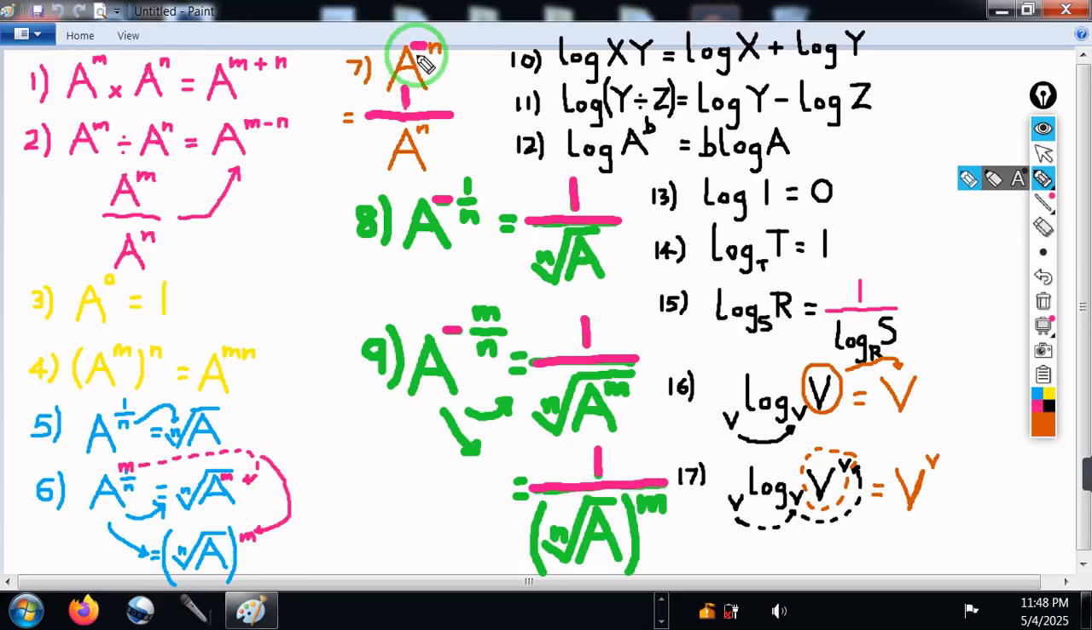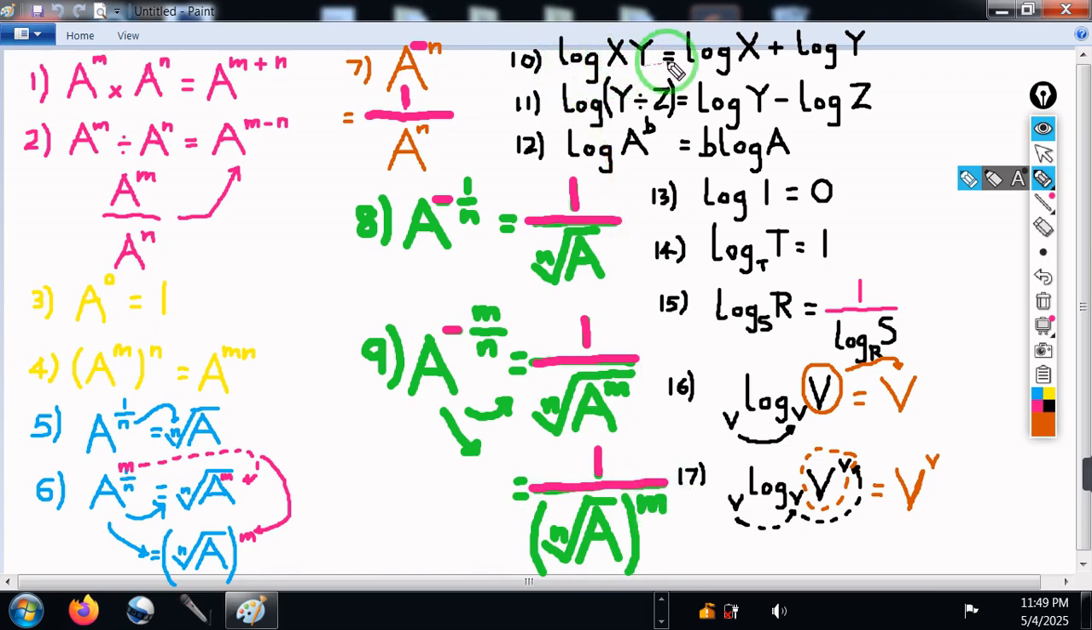A to the power of minus n is equal to 1 over a to the power of n. A to the power of negative 1 over n is equal to 1 over nth root of a. A to the power of negative m over n is equal to 1 over nth root of a to the power of m. Another variation is a to the power of negative m over n is equal to 1 over open bracket nth root of a close bracket to the power of m.